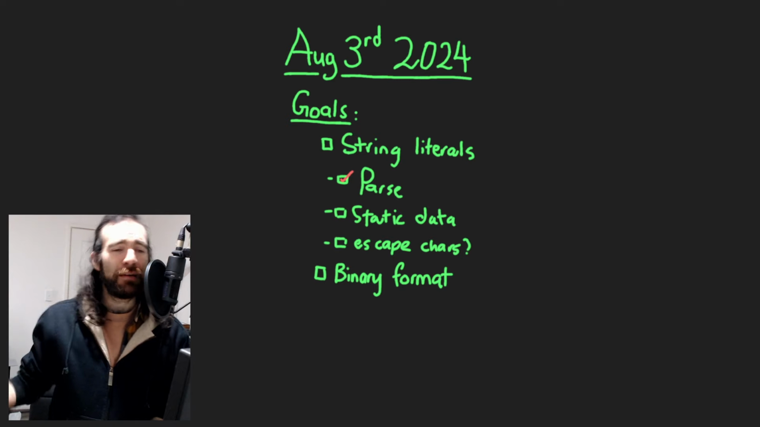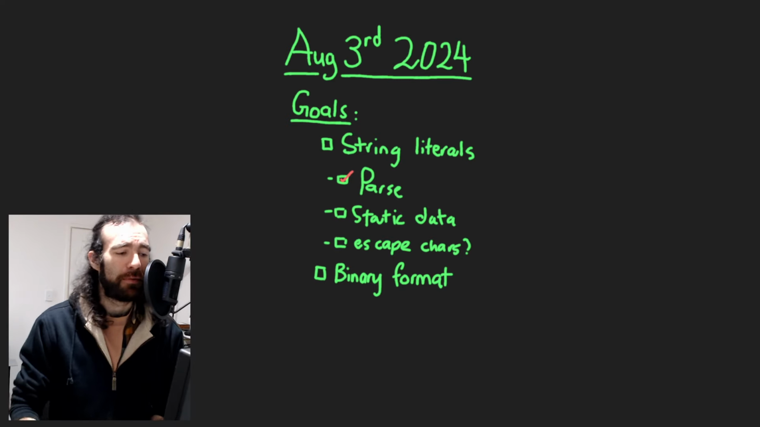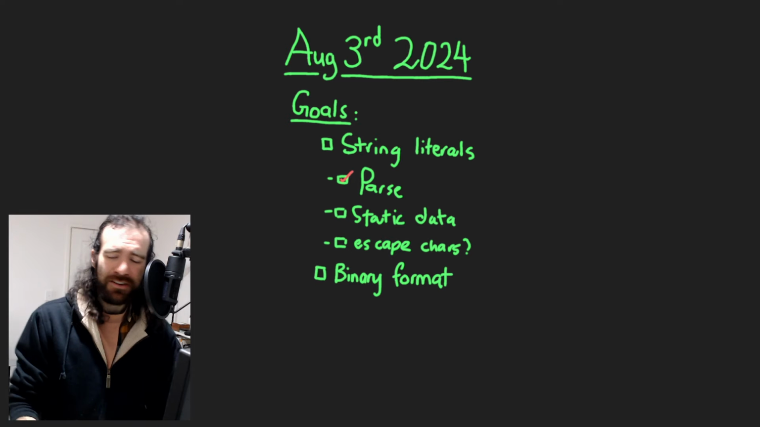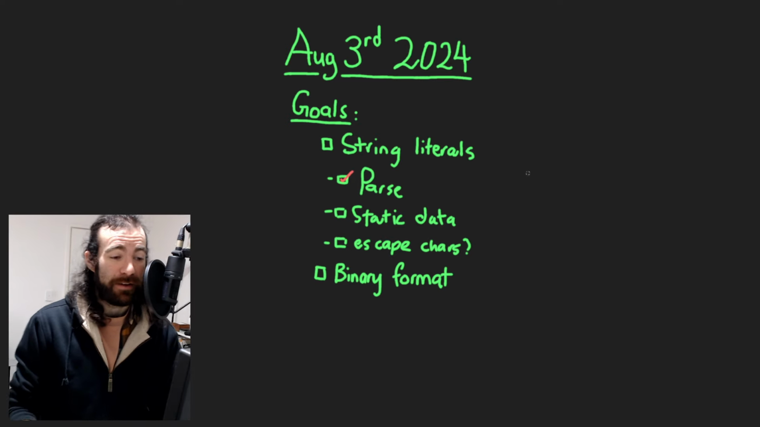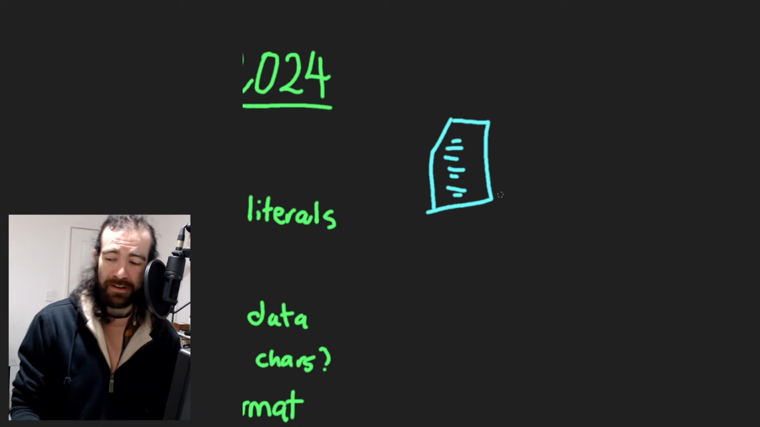Today, we're picking up where the last stream left off, partway through implementing string literals, and we hit this problem where string literals need to go somewhere in our actual binary, right? So let's say we have some file on our computer. It has some data in it.